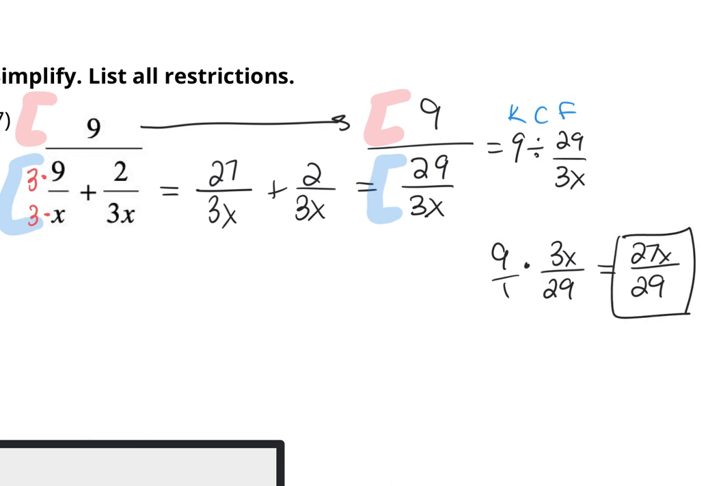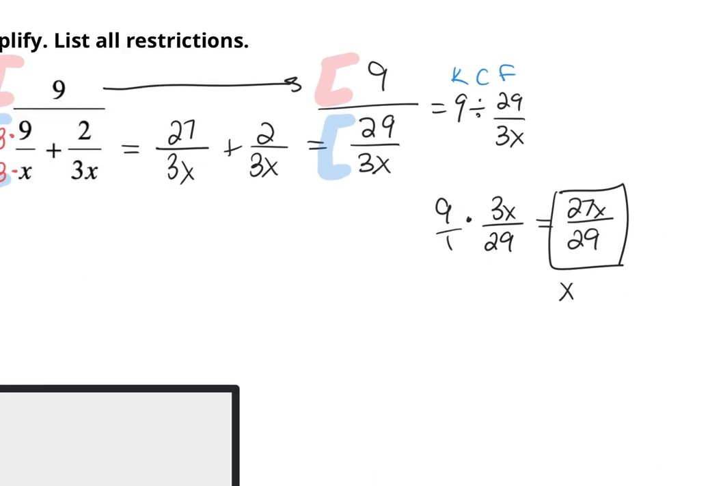27 over 29. We can't reduce that any. And so now the last thing is just the restrictions. What would make this fail? X can't be what number? Well, it's not in the denominator or here, but go back to the beginning. Where did we start? We had 3x in the denominators. So yes, 0 would make it fail.